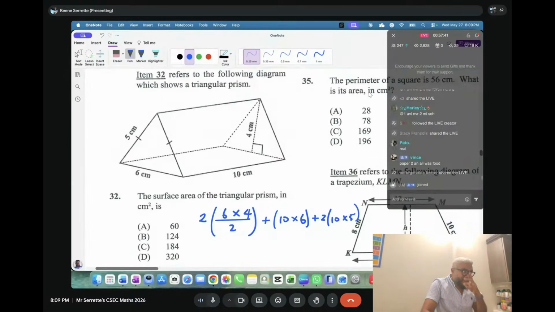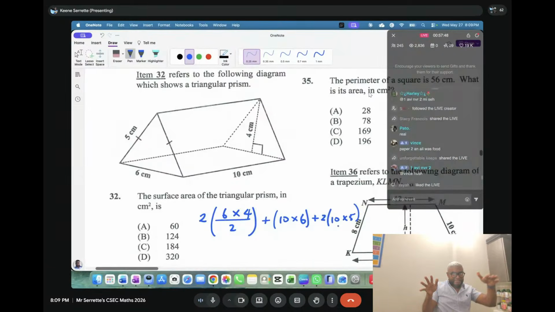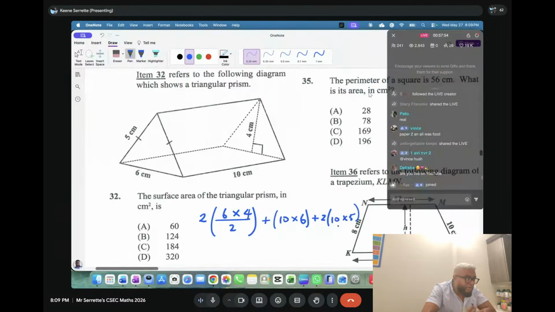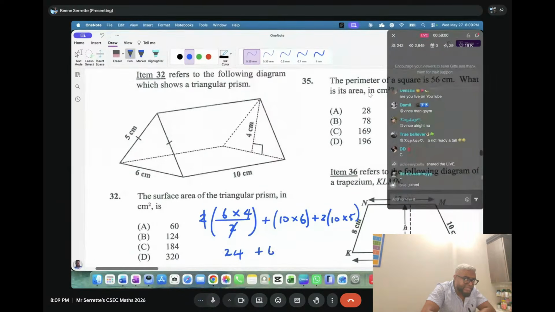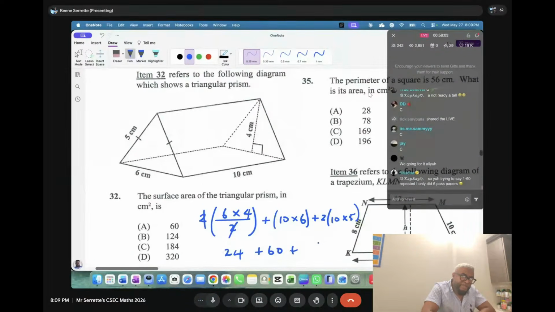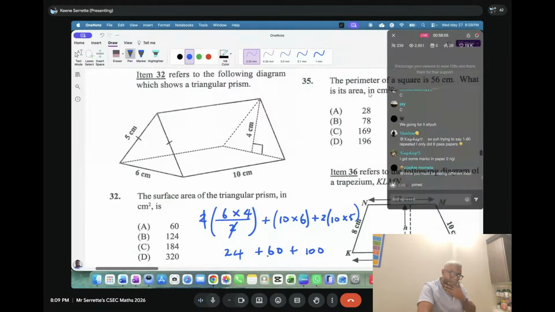All right, let me go. So 6 by 10 will be the rectangle underneath, and 10 by 5 will be the 2 rectangles on the top sides here, right? So when you work this out, the 2's cancel here. This will be 24 plus 160, so this will be 184.